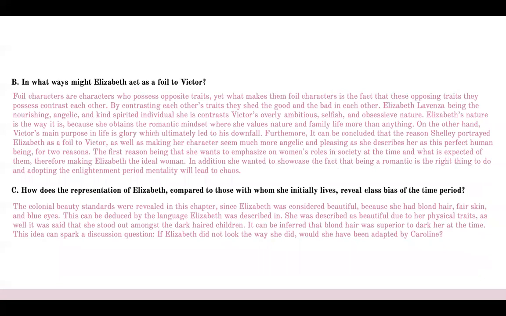And furthermore, it can be concluded that the reason Shelley portrayed Elizabeth as a foil to Victor, as well as making her character seem so much more angelic and pleasing, as she describes her as the perfect human being, is for two reasons. The first reason being that she wants to emphasize women's roles in society at the time and what is expected of them, therefore making Elizabeth the ideal woman, because as you know, back then, there was either the ideal woman who was a damsel in distress or the woman who is portrayed as crazy. And in addition, she wanted to showcase the fact that being a romantic is the right thing to do, and adopting the Enlightenment period mentality will lead to chaos.